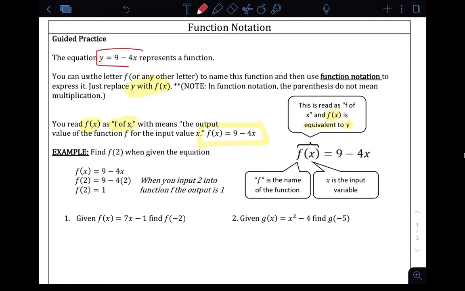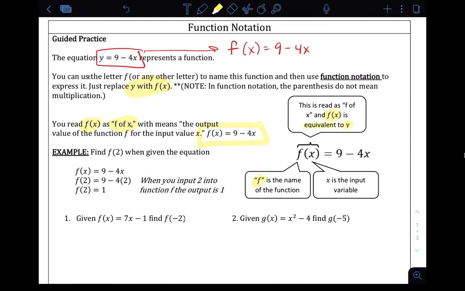So in this example right here, when I see y equals 9 minus 4x, it would be totally acceptable to rewrite this as f of x equals 9 minus 4x. When we read that, those are exactly the same equation. That's exactly the same function.